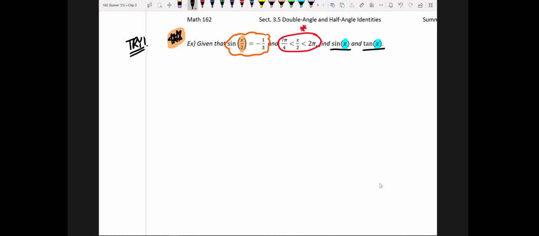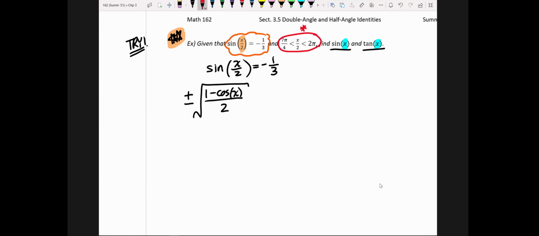Okay, great. So we're given sine of x over 2 is equal to negative 1/3. Using the half angle identity, sine of x over 2, we can look that up. That's the square root of (1 minus cosine x) over 2. And then this is plus or minus, so we have to determine if it's positive or negative.